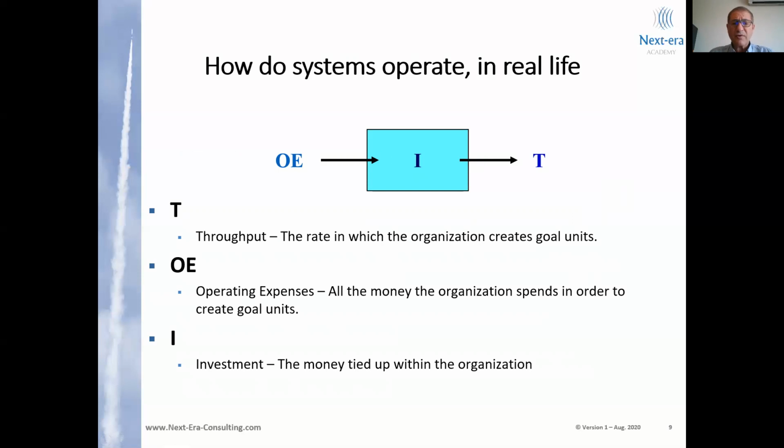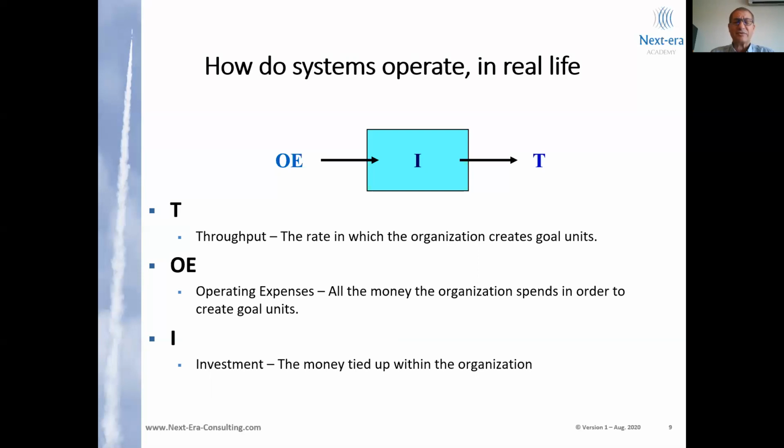So the throughput is defined as the rate in which the organization creates goal units. Operating expenses is all the money we spend in order to create these goal units, which are salaries, electricity, water, utilities, any other thing. And investment is all the money which is captured inside our box in order to convert it into throughput.